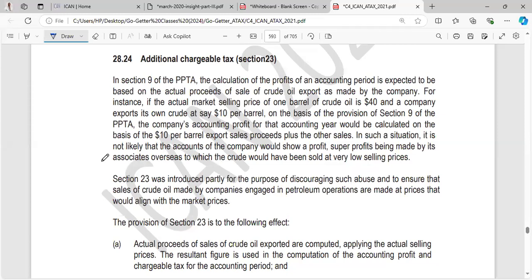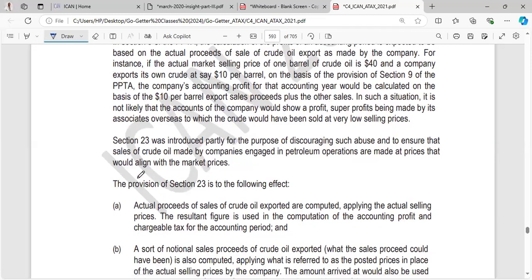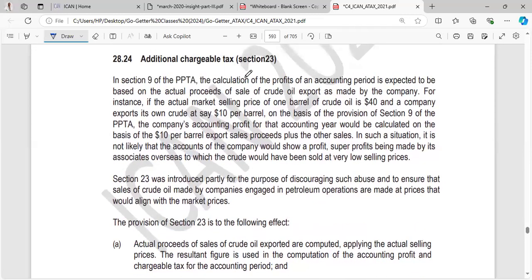And when they say now that they want to remove subsidy, it means that extra $30 that they are paying to these people to sell at 10 naira, they are not going to pay them again. So they will now decide to sell their own at the higher price. Section 23 was introduced partly for the purpose of discouraging such abuse and to ensure that sales of crude oil made by companies engaged in petroleum price operations are made at prices that would align with the market price. So I don't think it is subsidy that will cause this.